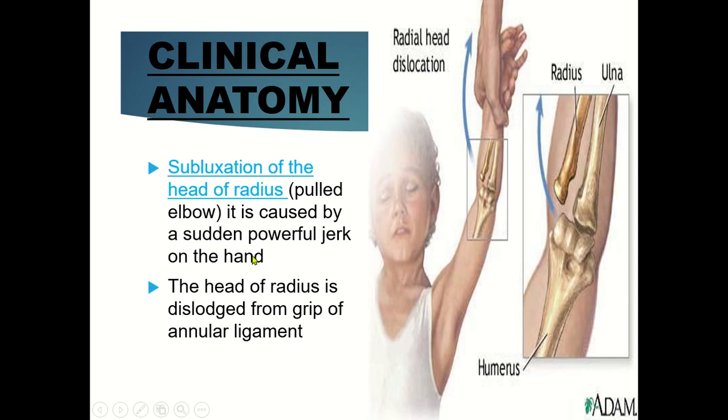And the third is known as the subluxation of the head of radius, called as the pulled elbow. It is caused by a sudden powerful jerk on the hand. The head of the radius is dislodged from the grip of the annular ligament.